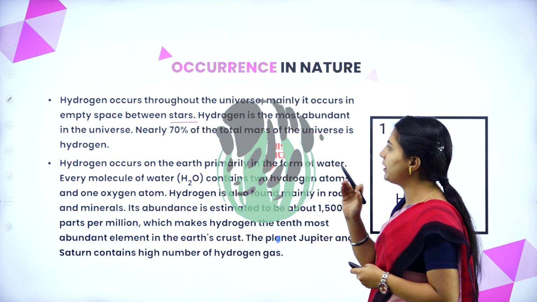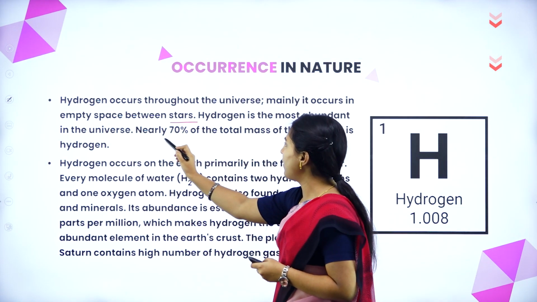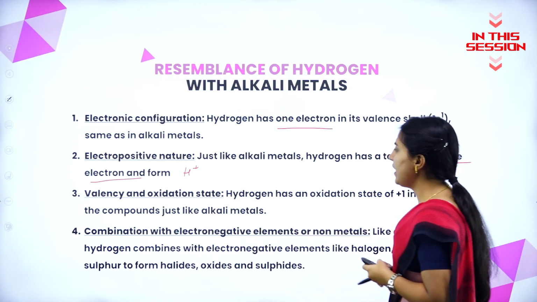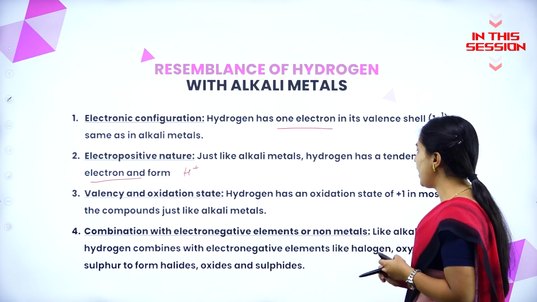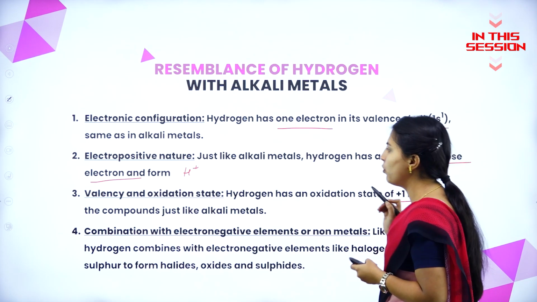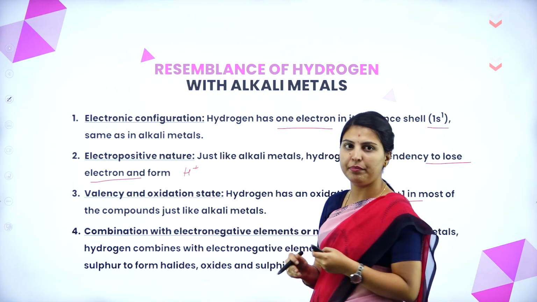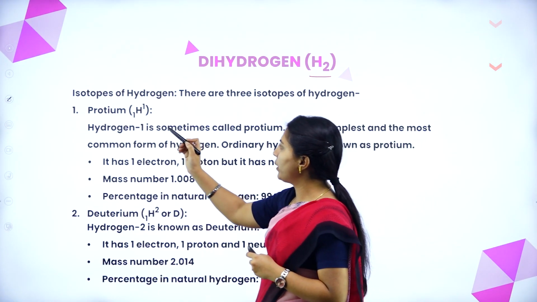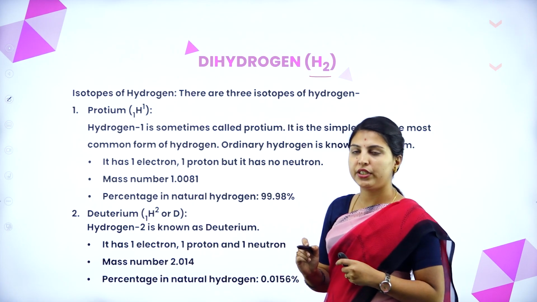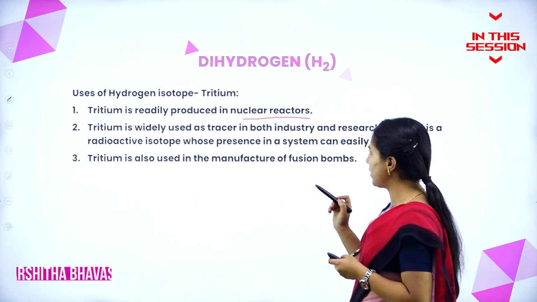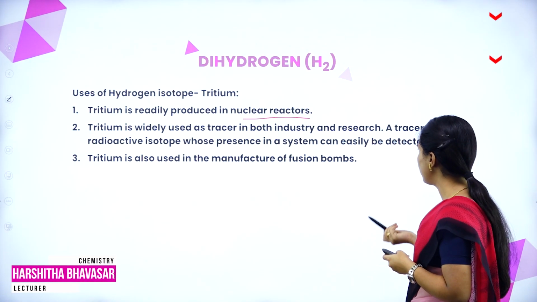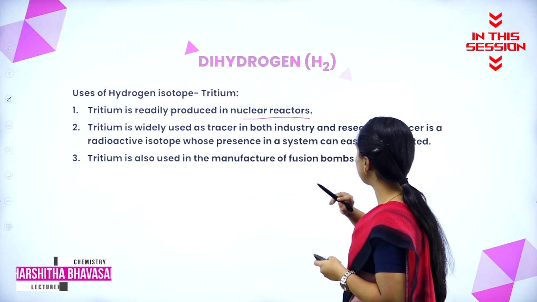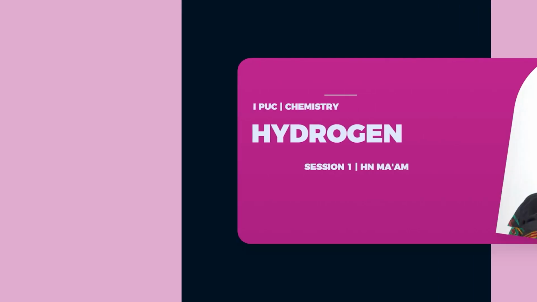Hydrogen is the most abundant in the universe. Nearly 70% of the total mass of the universe is hydrogen. Valency and oxidation state. Hydrogen has an oxidation state of +1 in most of the compounds, just like alkali metals. There are 3 isotopes of hydrogen, that is protium, deuterium and tritium. Tritium is widely used as tracer in both industry and research. A tracer is a radioactive isotope whose presence in a system can easily be detected.